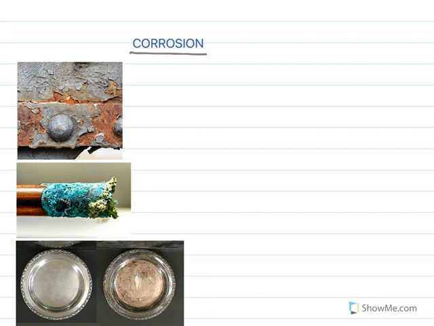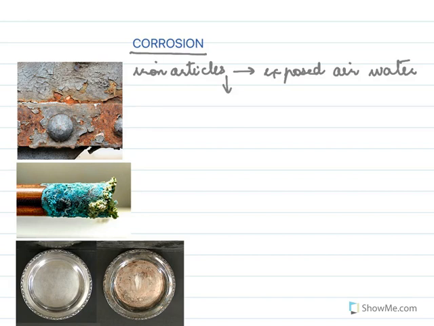We have observed that when iron particles are exposed to air and water, they form a red, brown, flaky substance which we call rust. Here in this picture you can see the formation of rust.